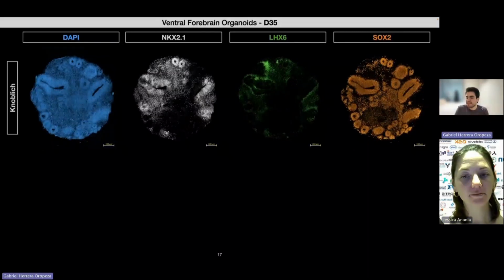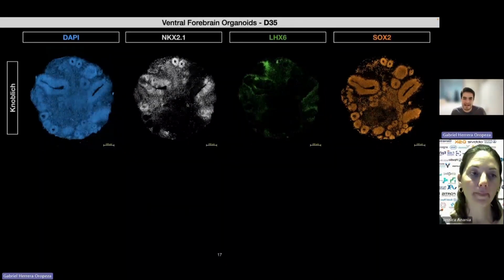There's also some progenitors in the ventral forebrain that are not NKX2.1 positive. This is not a surprise because there are also other regions in the ventral forebrain. So this is expected, and it doesn't mean that it's not properly patterned. It's just maybe a region of the ventral forebrain that is not our region of cells.